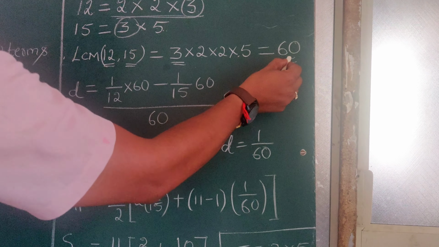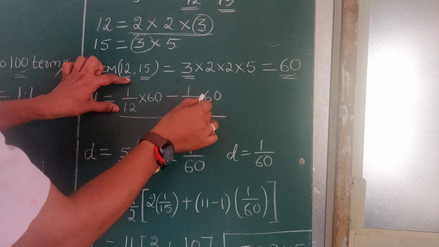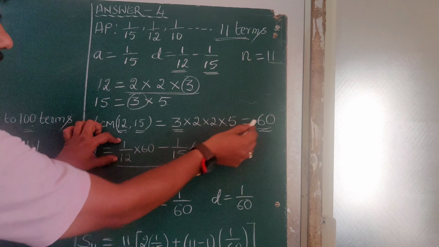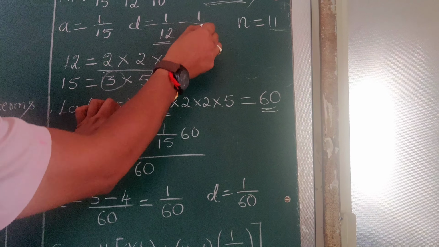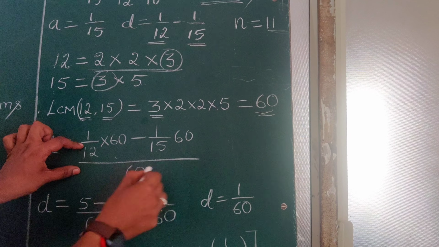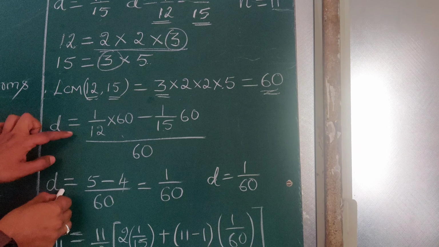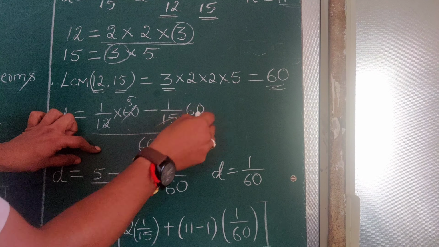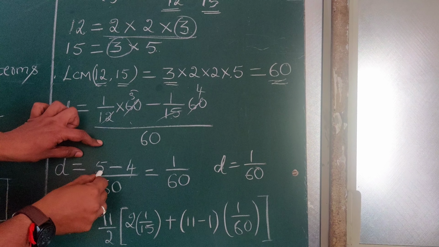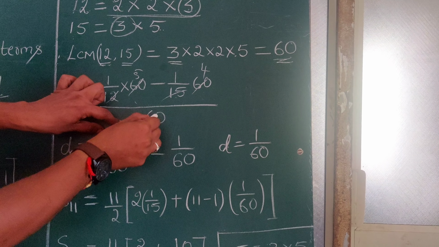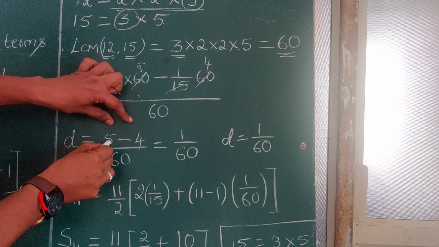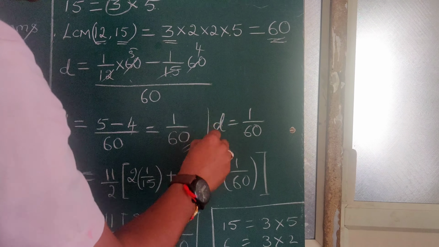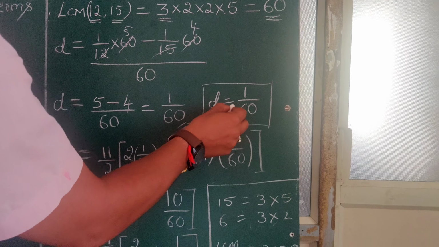Now this 60 should be multiplied with each term and the whole divided by it. 1 by 12 into LCM minus 1 by 15 into LCM, whole divided by LCM, that is 60. Now you can see 12 5 times is 60, 15 4 times is 60. Therefore I have written 5 minus 4, whole divided by 60. Now 5 minus 4 is 1, 60 kept as it is, and thus we get the common difference D is equal to 1 by 60.